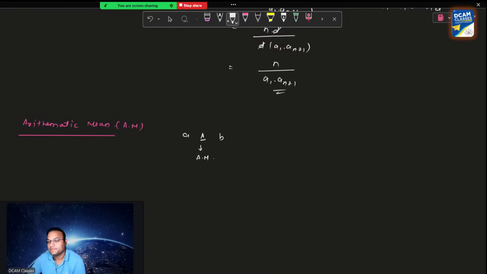For two terms, you can easily find it, because A minus a will be equal to b minus A. So you can write 2A is equal to a plus b. Then A will be equal to a plus b by 2. So the arithmetic mean of a comma b is a plus b by 2.